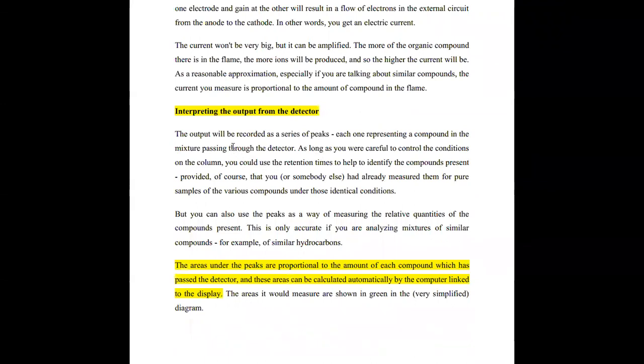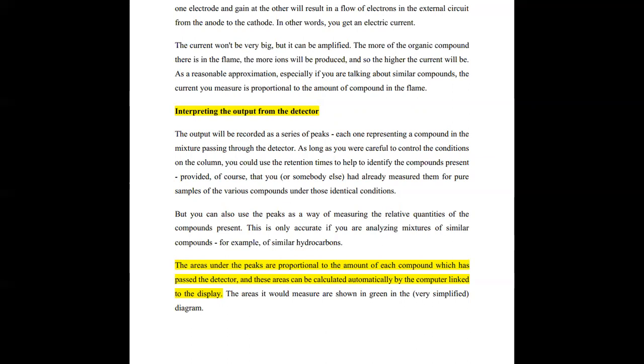Yeah, so now how do you interpret the output from the detector? How do you detect the peaks? Because this is important. That's why I highlighted it. How do you now interpret the peaks? So the areas under the peak are proportional to the amount of compound which has passed the detector, and these areas can be calculated automatically by the computer linked to the display.